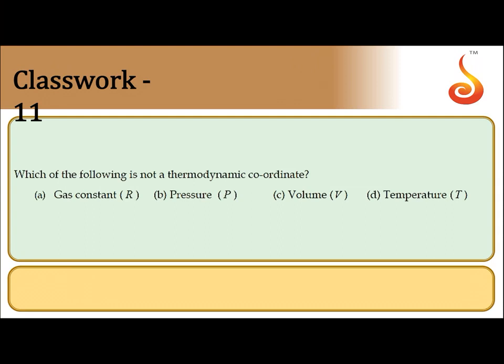Which of the following is not a thermodynamic coordinate? Gas constant, pressure, volume, temperature. So, pressure, volume and temperature, they are variables. So, they are thermodynamic coordinates. Gas constant is a constant, it is not a thermodynamic coordinate. So, it should be option A.